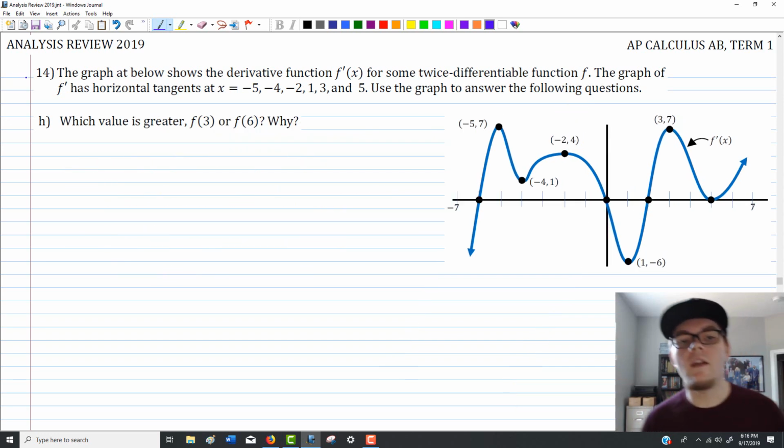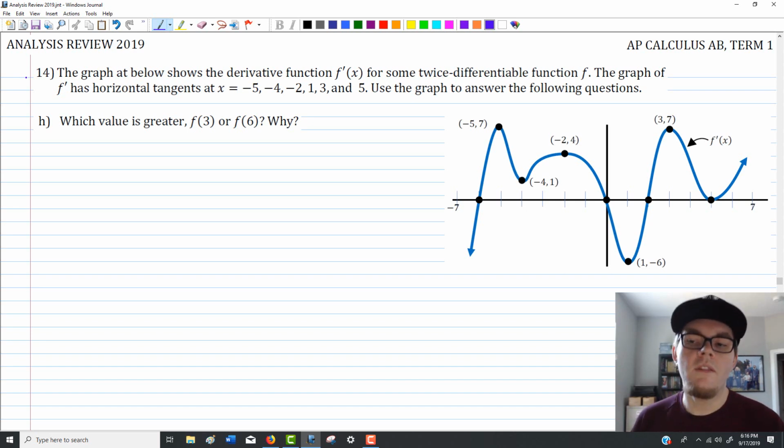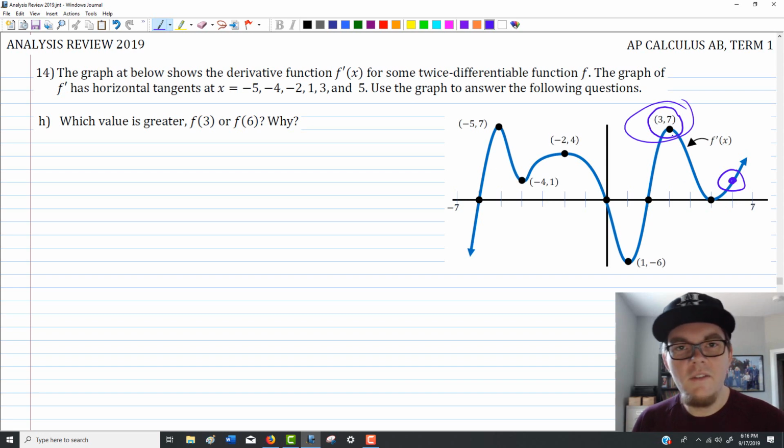Which value is greater, f of 3 or f of 6? Well, interesting. Here's what we see. Let me illustrate the thinking people go through. f of 3, f of 6. People oftentimes look and go, well, x equals 3 is higher. If it's higher, that means it's bigger, it's greater. It was an easy problem.